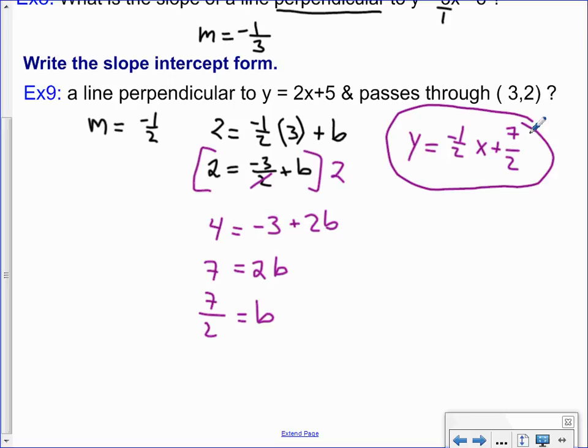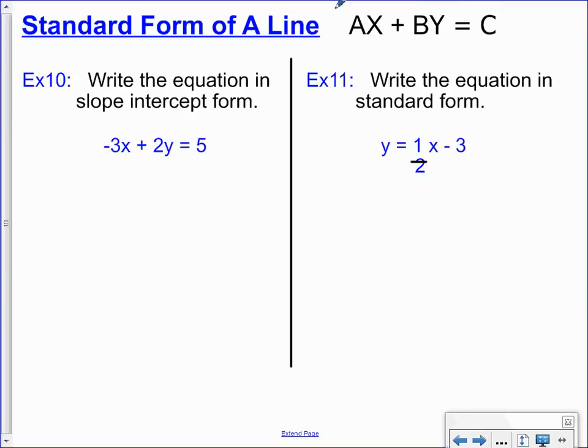Here we go. Oh, standard form. I didn't even write standard form, and slope-intercept form. Okay. The standard form of a line is A, B, C, easy as 1, 2, 3. It's Ax plus By equals C, which just means you have the x and the y on one side and C on the other side. Easy day. So let's compare the two.